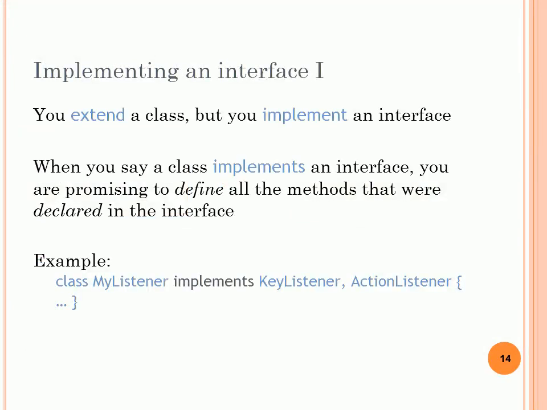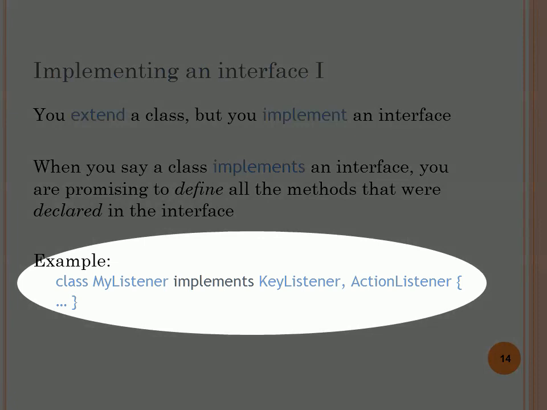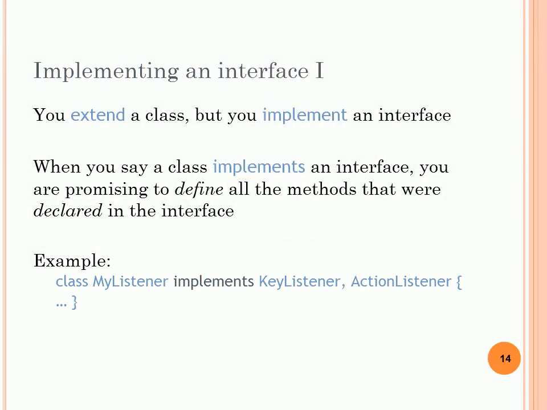Implementing an interface. We extend classes, but we implement interfaces. Now, when you say a class implements an interface, you are promising to define all the abstract methods that are defined in the interface. You can see in this example, we have class myListener that implements two interfaces. This is also an important piece of information: a class can implement more than one interface. However, a class can extend only one class.